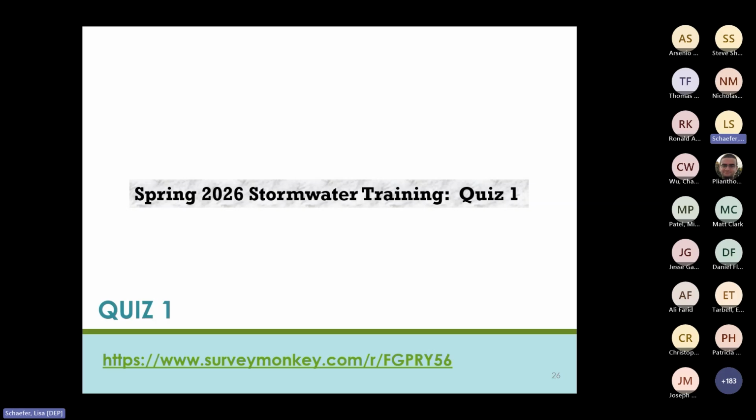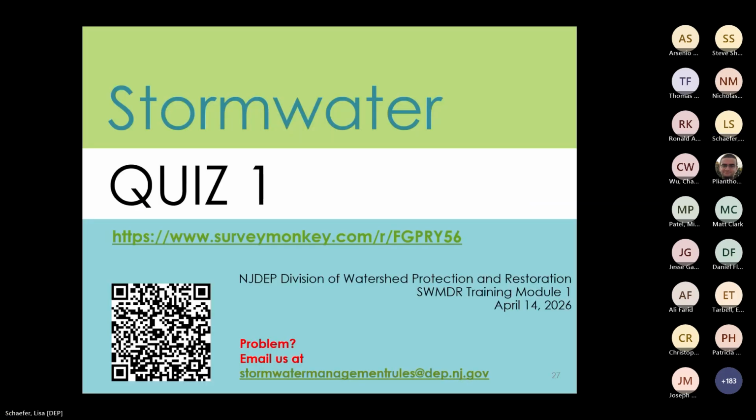So with that, if you have a problem while you're taking the quiz, you have to email us at that time and use this email address. Don't use the old DWQ one. That one's being retired. Put this one in your favorites. So you've got the link, you've got the QR code, and if you have a problem, email me now. And go.